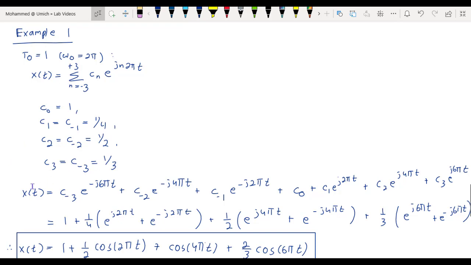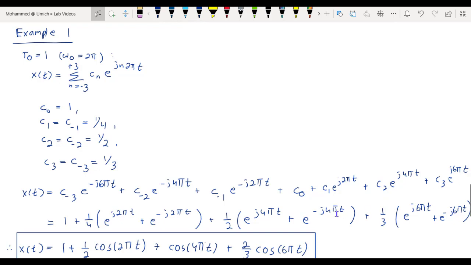So using the complex exponential Fourier series expansion, we can rewrite x of t as C minus 3 e to the minus j6 pi t plus C minus 2 e to the minus j4 pi t plus C minus 1 e to the minus j2 pi t plus C0 plus C1 e to the j2 pi t plus C2 e to the j4 pi t plus C3 e to the j6 pi t.